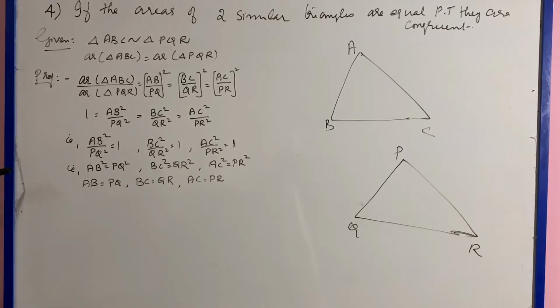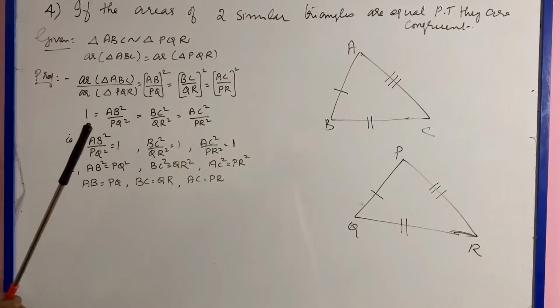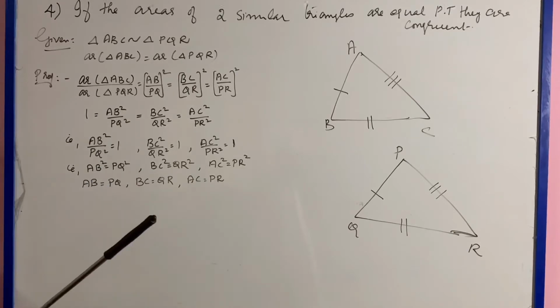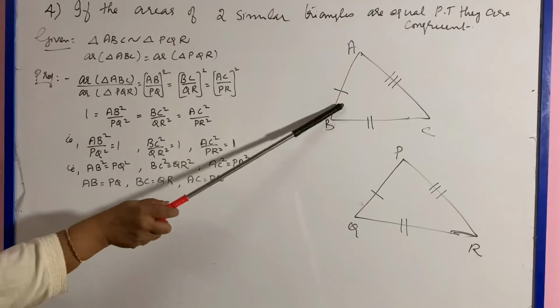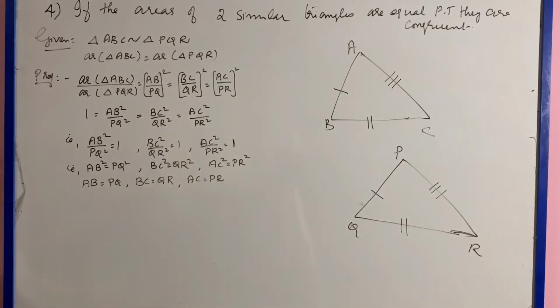That is, in triangle ABC and in triangle PQR, AB is equal to PQ, BC is equal to QR, AC is equal to PR. That means those two triangles, triangle ABC and triangle PQR, are congruent by SSS congruence rule. Three sides of this triangle are respectively equal to three sides of this triangle. That means these two triangles are congruent by SSS rule.